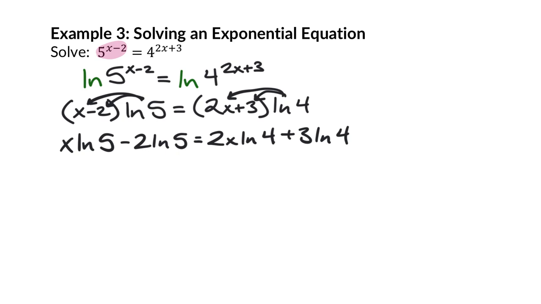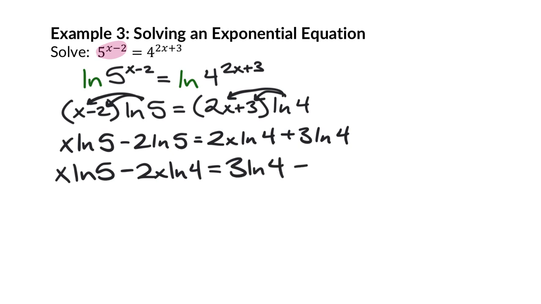All of the x terms go to the left side of the equation, which means I'm going to move this thing to the left. This becomes natural log of, what? x times the natural log of 5 minus 2x times the natural log of 4. I also want to move all of the terms without an x to the right-hand side. So I'm going to move this term to the right-hand side. The 3 natural log of 4 is already there, and I'm going to add the 2 times the natural log of 5 to the other side. Pause and let's make sure we know where things went.